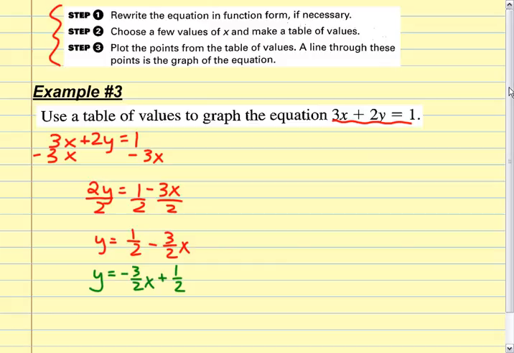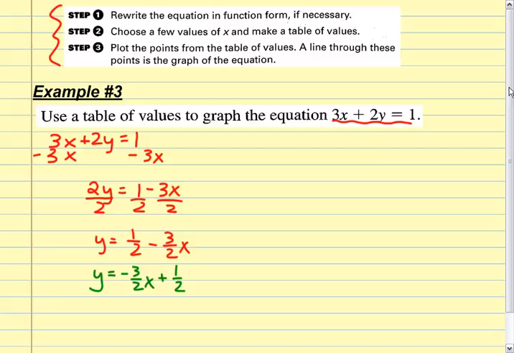Step 2 says choose a few values of x and make a table of values. And we definitely want to choose 3. 4 is too many. We don't need to do 4. But 2 is not enough. Because remember, when we graph this, it's going to be a line. If I do just 2, one of them could be wrong and I wouldn't know it. But if I do 3, then they should all be in a row, if it's right. If they're not, then I must have made a mistake somewhere. So we're going to do 3.